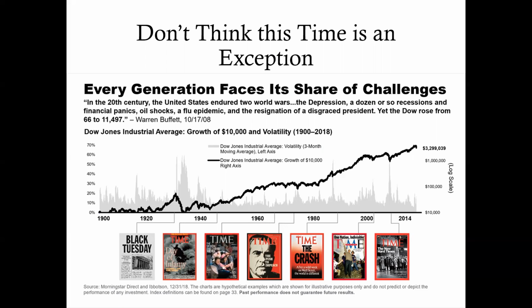This is not the time to throw out all of the conventional wisdom that tells us that things usually will turn out all right given enough time. This graphic helps illustrate this point with some of the biggest headlines during the last century. Warren Buffett phrased it so eloquently in 2008 when he stated, "In the 20th century, the United States endured 2 world wars, the Depression, a dozen or so recessions and financial panics, oil shocks, a flu epidemic, and the resignation of a disgraced president. Yet the Dow rose from 66 to 11,497 points." To give you some additional perspective, the Dow was around 28,367 points last time I checked around noon today.